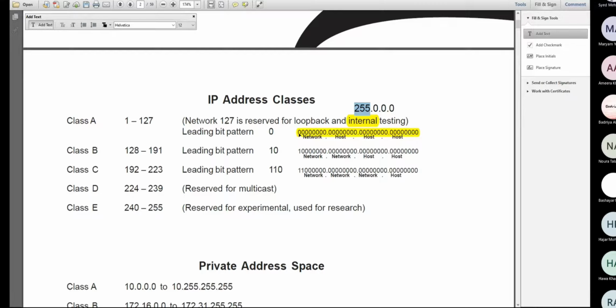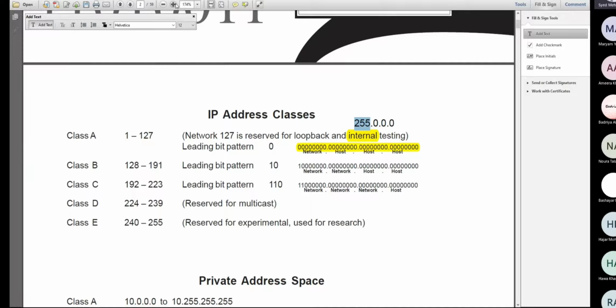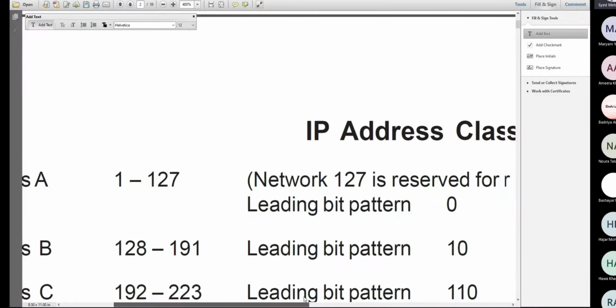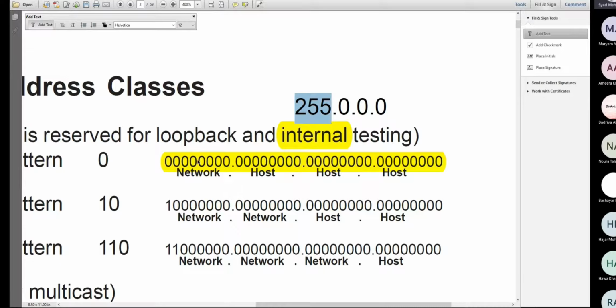The first octet means 8 bits. The first 8 bits are reserved for the network, and 24 bits, this 8 bit, 8 bit, and 8 bit, are reserved for the host. Let me zoom in so it is more clear.